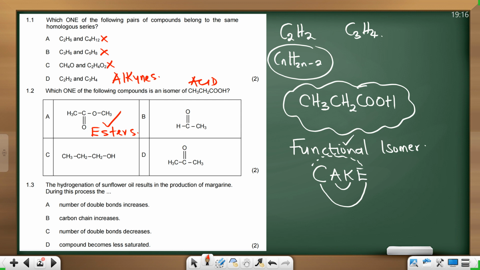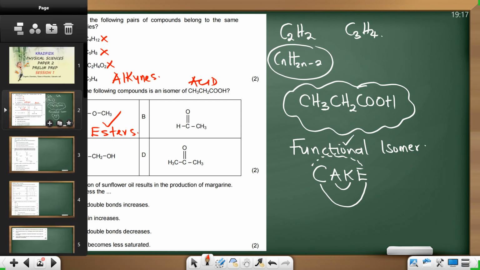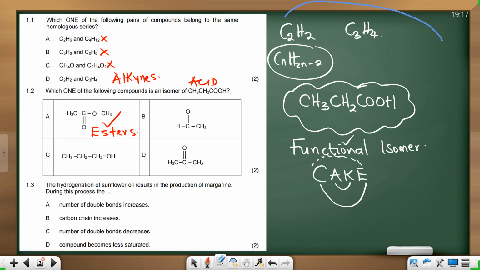Right, I have 2 people quickly. And this is how you name an ester. All right, I'm going to draw the same ester for us. We're going to name that ester fast.